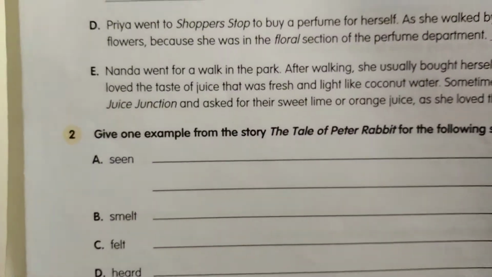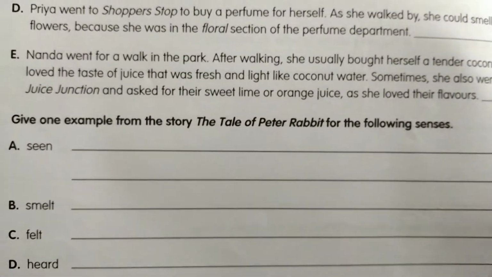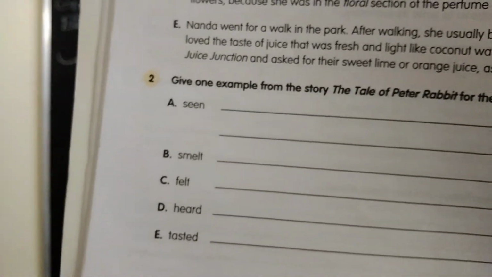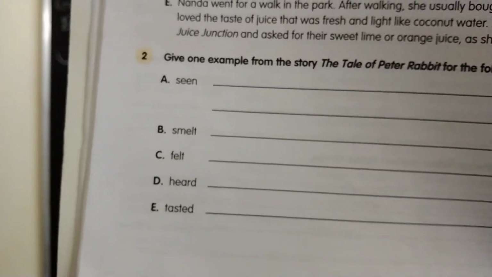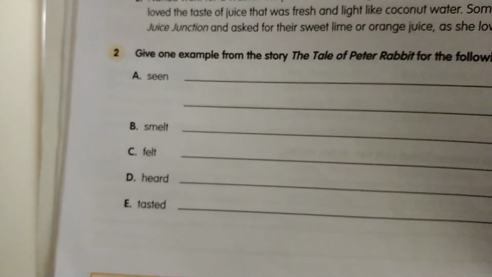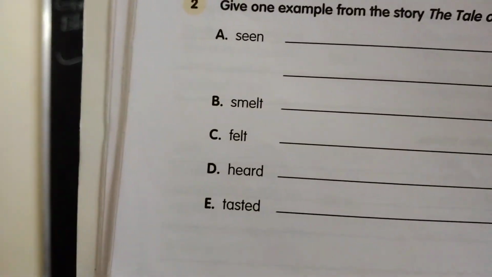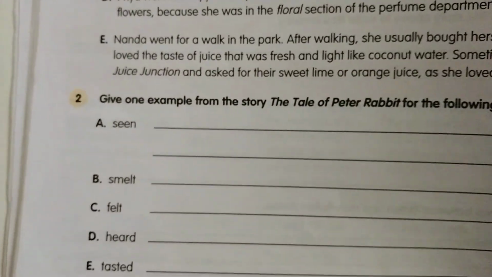Now coming to the second one, give one example from the story The Tale of Peter Rabbit for the following senses. Now you can see, just write what he had seen, what he had smelt, what he felt, what he heard, and what he tasted from the story Peter Rabbit. So based on this you want to complete the workbook, page number 16. Try to complete this and send it to WhatsApp.